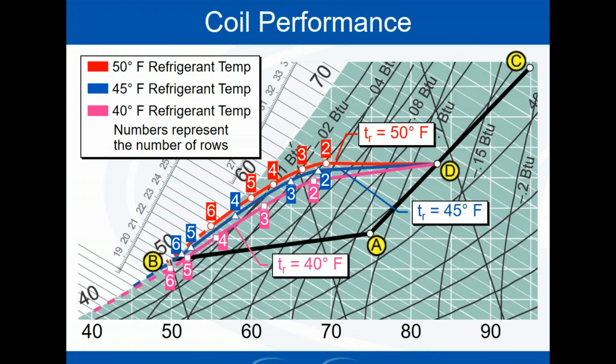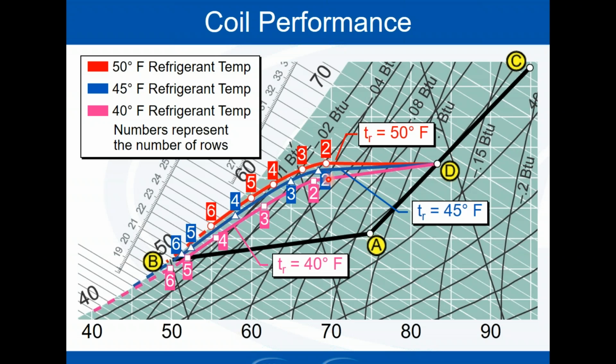So if I put this on the psych chart with my cooling coil, I'm going to have examples on here. I have 1, 2, 3 examples on here with different refrigerant temperatures. So the red one is a 50 degree, the blue one's a 45 degree refrigerant temp, and the pink is 40. So let's just use the blue one in the middle for our example. So we're going to use the blue line on here.